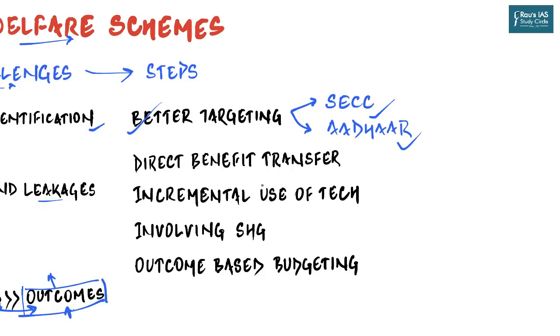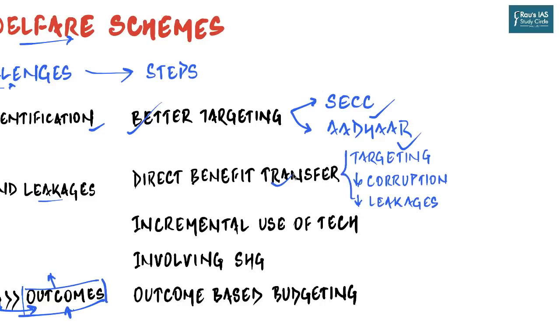Then we have seen Direct Benefit Transfer and its increasing use in enabling the beneficiaries to avail these welfare schemes. DBTs are introduced to ensure correct funds are transferred to the correct beneficiary, reducing corruption and leakages in the system. And the government has drastically improved on this parameter. Then the government has incrementally started using technology in the welfare schemes.